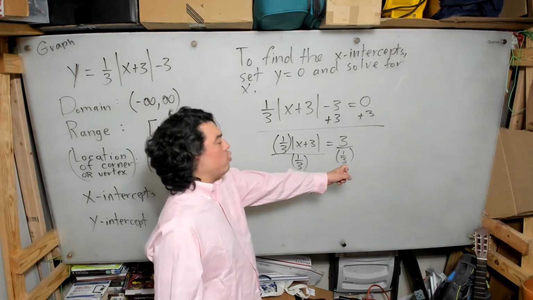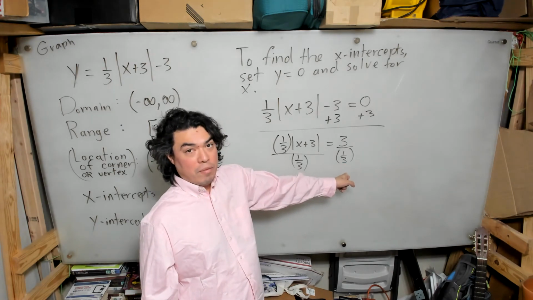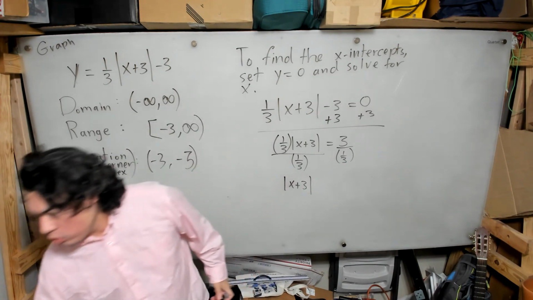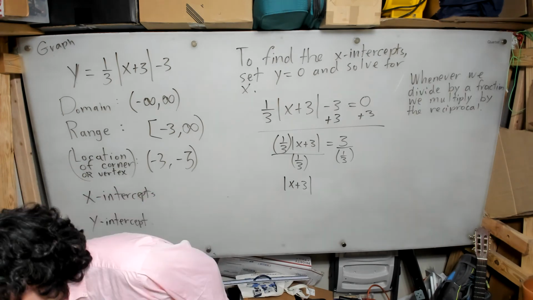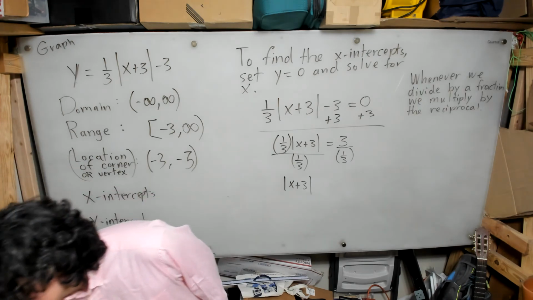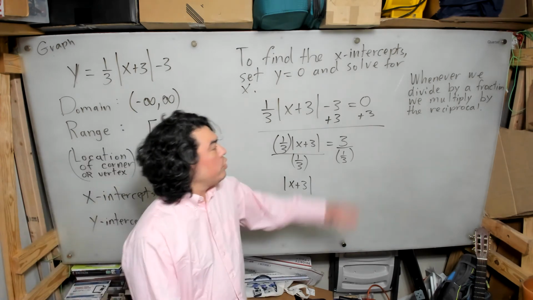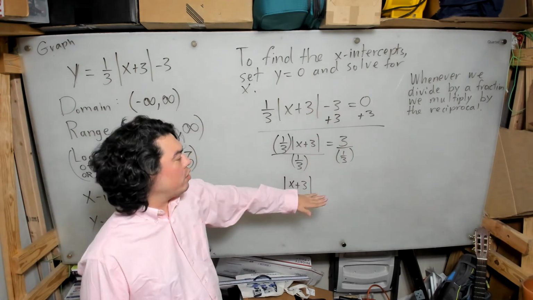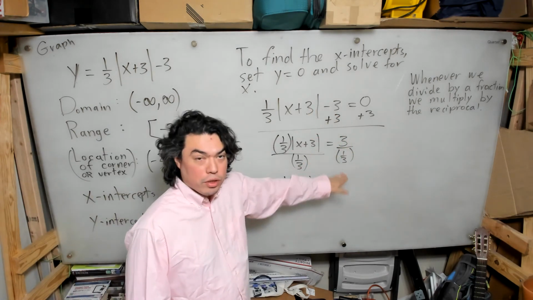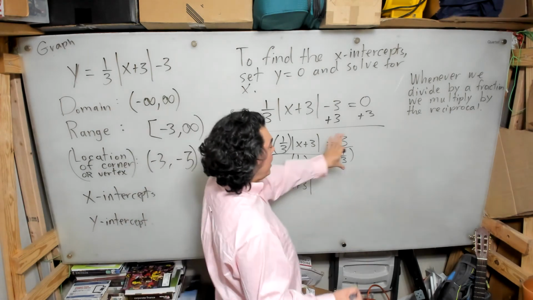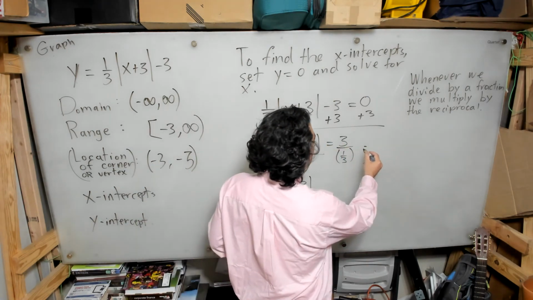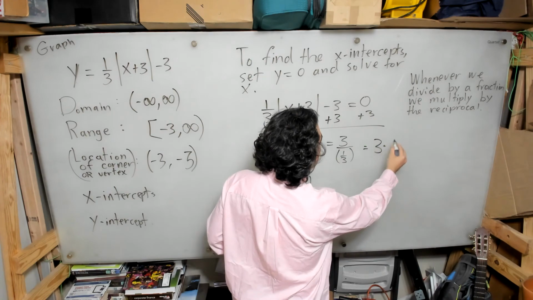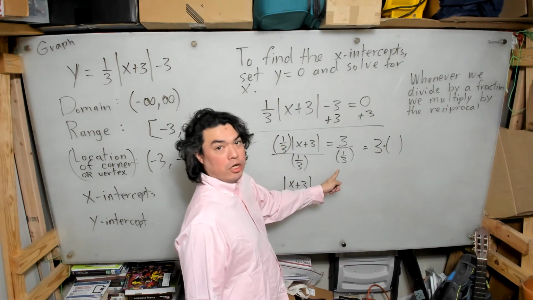But now we ask the question, what is 3 divided by 1/3? That's an important question. Whenever we divide by a fraction, we multiply by the reciprocal. Here I'm dividing by the fraction 1/3. So this right-hand side, I can write as 3 times, what's the reciprocal of 1/3? 3 over 1.